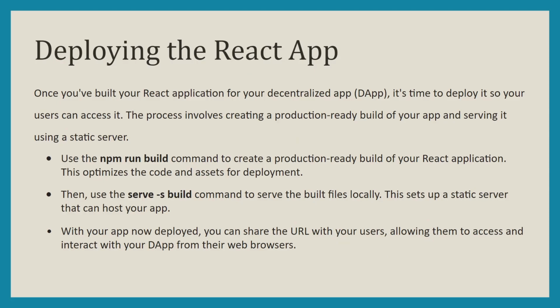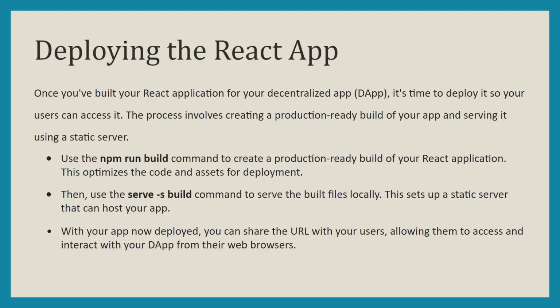Finally, we will deploy the React app. Once you have built your React application for your decentralized application, it's time to deploy it so your users can access it. The process involves creating a production ready build of your app and serving it using a static server. So it has to be static.